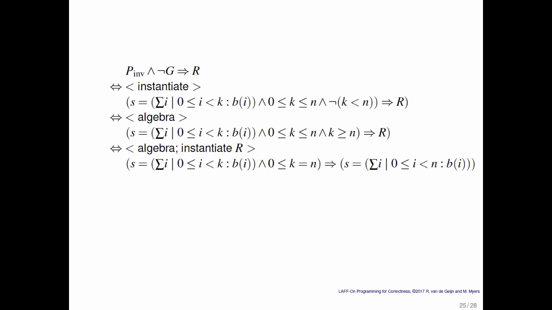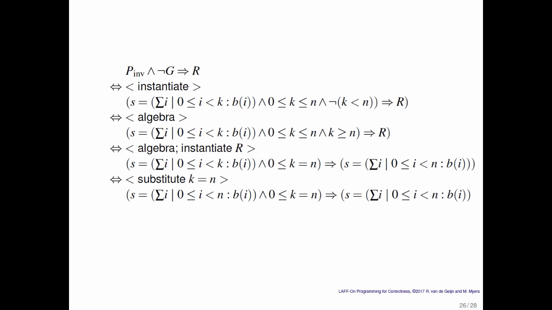We now instantiate R. And notice that what's on the left is almost what's on the right, except on the left the range goes up to k. On the right the range goes up to n, but we know that k is equal to n, so we can substitute that in on the left. And then we notice that we have something that we can apply weakening strengthening to conclude that this is true.